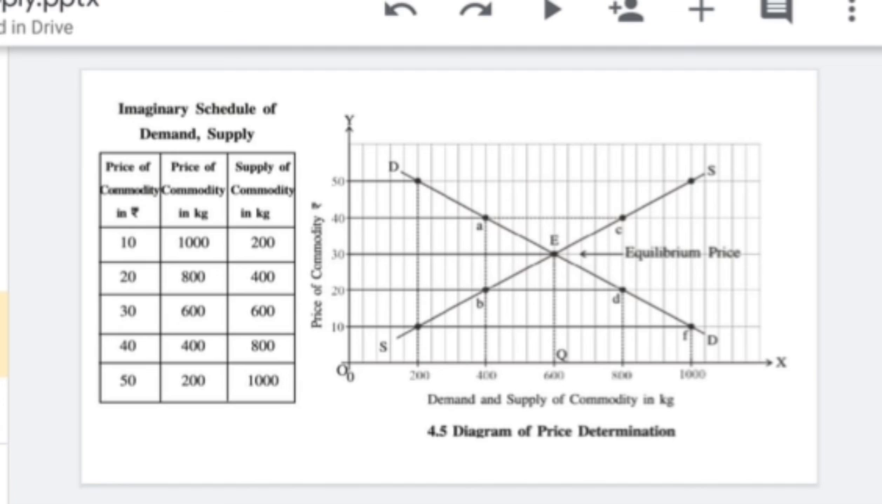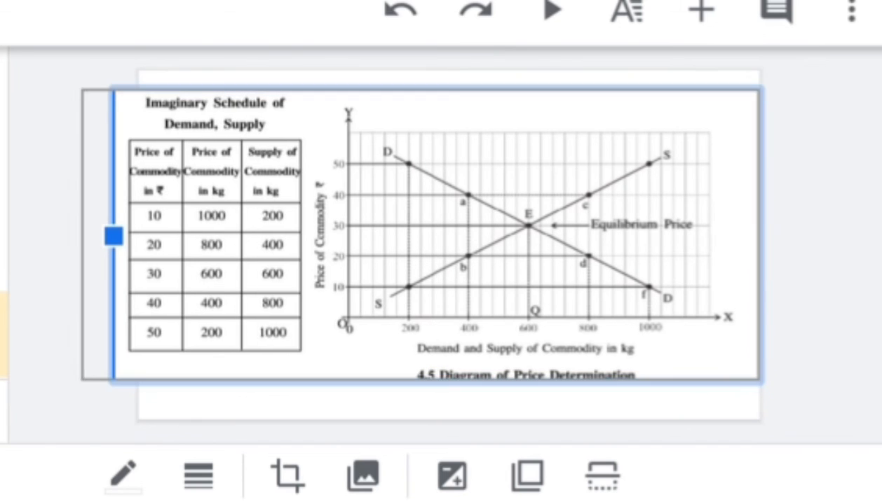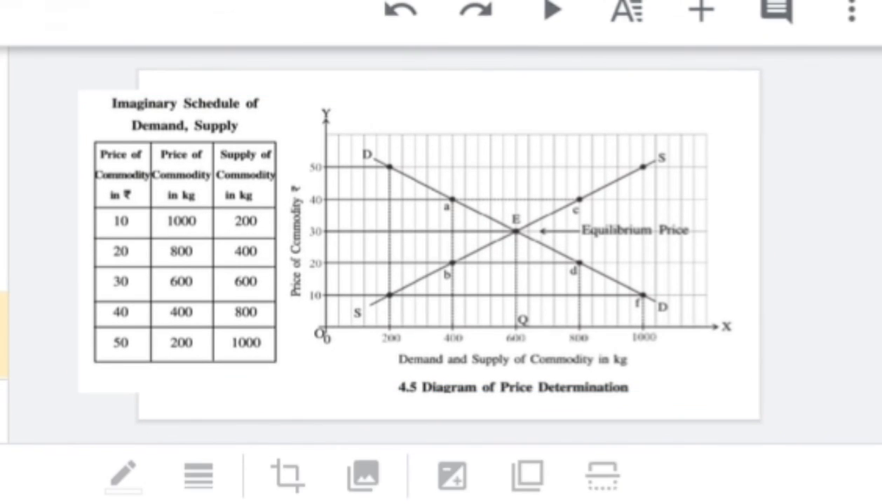Price is determined due to the supply and demand curve. This is the price of a commodity, and it is an imaginary schedule. This is demand and this is supply. When the prices are increasing, the demand is falling and supply is increasing. So the first column is price, another is demand, and the next one is supply.